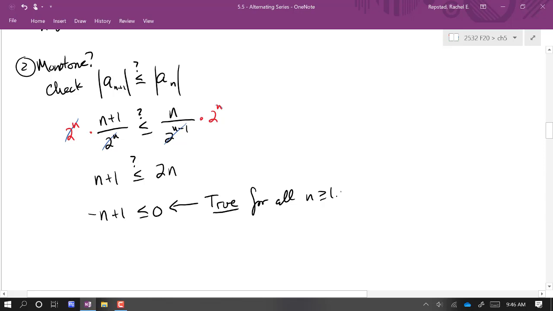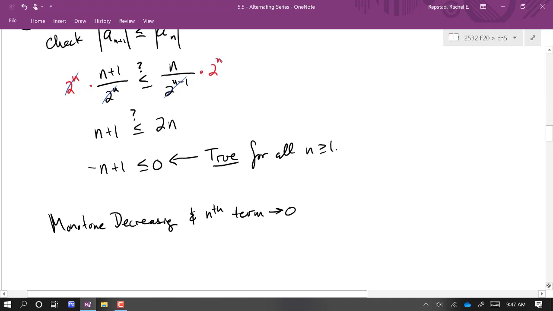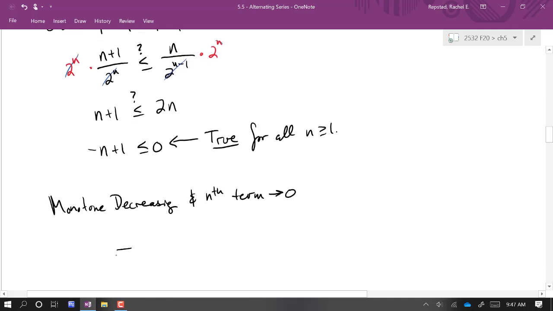So now that both of these conditions are met, it's monotone decreasing and the nth term approaches 0. And that's enough for us to conclude that this series converges.